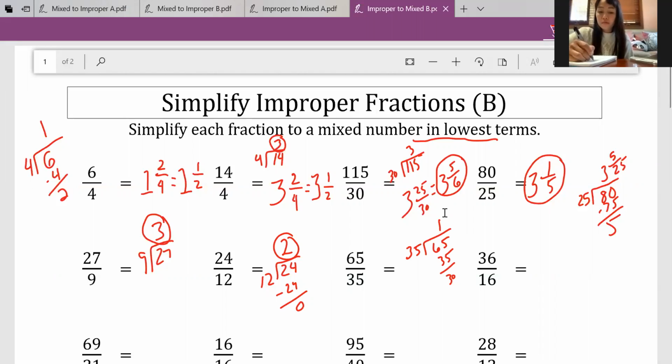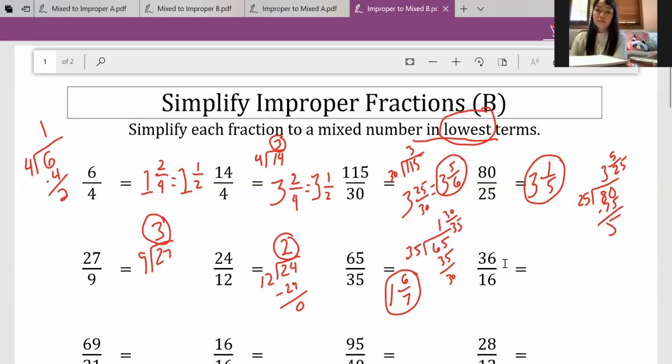So this is really 1 and 30 over 35. But remember, I have to write that in lowest terms. So I have to go back and look at 30 and 35. What's the greatest common factor? I know 30 and 35 can be divided by 5. If I divide the top by 5, I get 6. If I divide 35 by 5, I get 7. So these would reduce to 1 and 6 over 7.